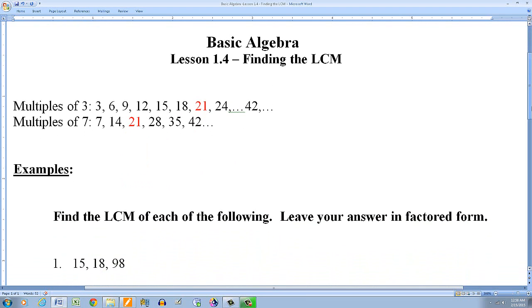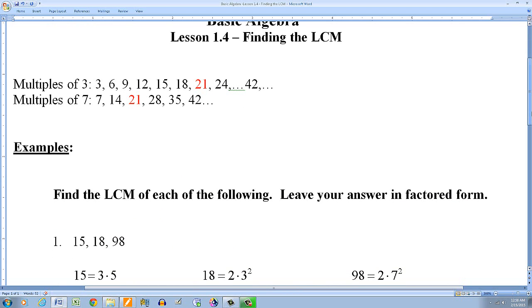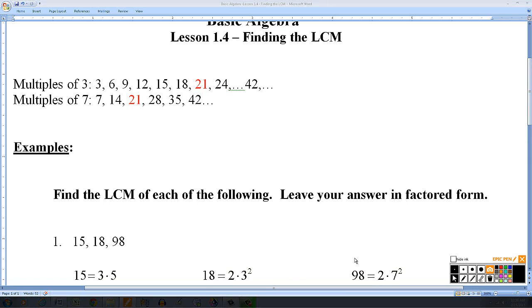of some numbers. So let's suppose we say find the least common multiple of the numbers 15, 18, and 98. Leave your answer in factored form. What we would do is we would factor each of these.